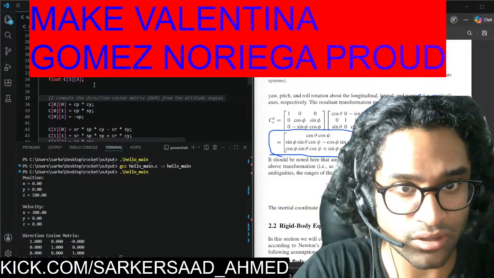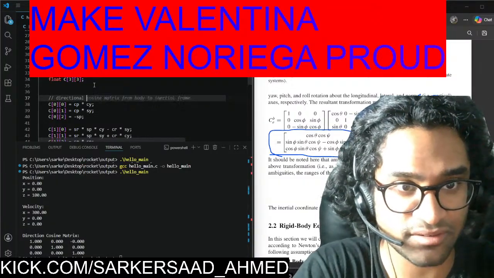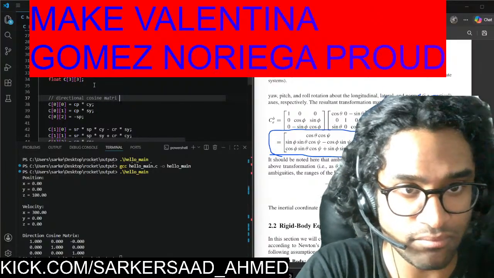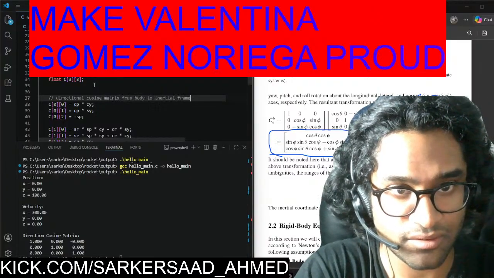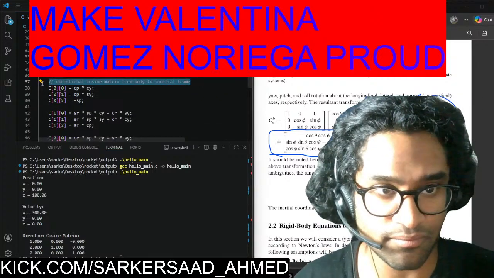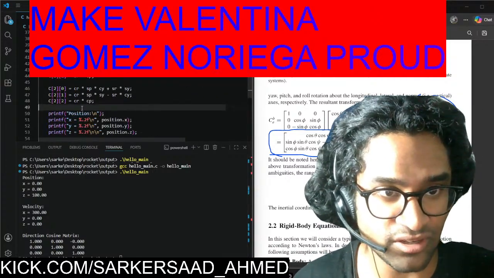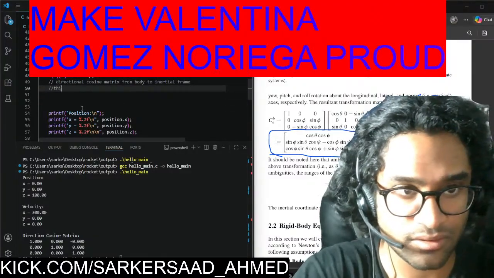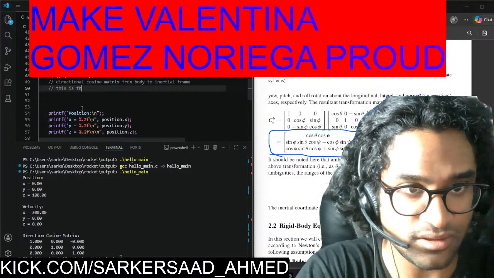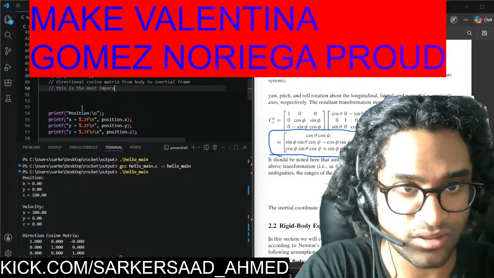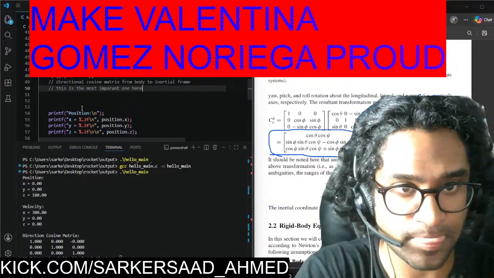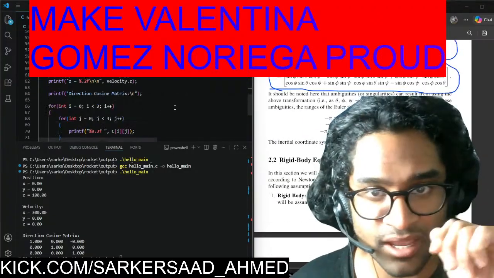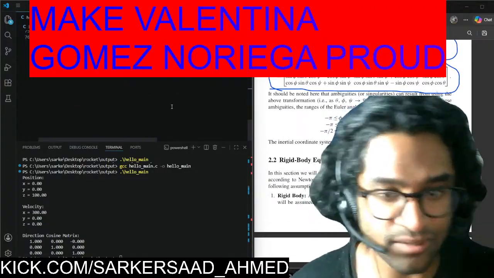So I'm just going to put a comment here: directional cosine matrix, cosine matrix from body to inertial frame. So this is important here. This is the most important one. Anyways, I'm just going to end it here. Then I'm going to do another stream.